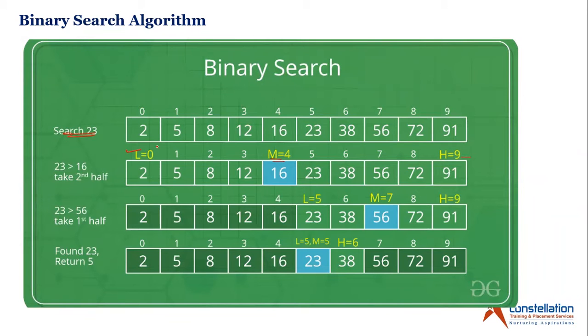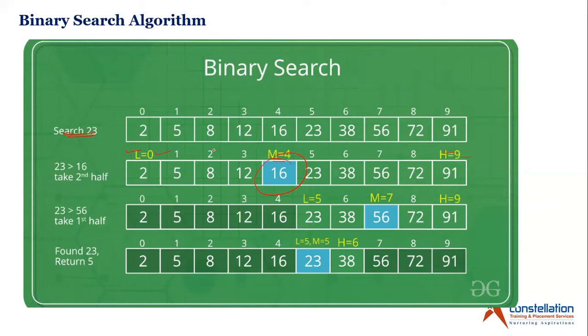Now what we do is that we run a loop, and the condition in the loop is that low is less than or equal to high. As long as your low position is less than or equal to high position, the loop will continue. Then you find the middle element, and then you compare the middle element with the element to be searched. So now, is 16 equal to 23?